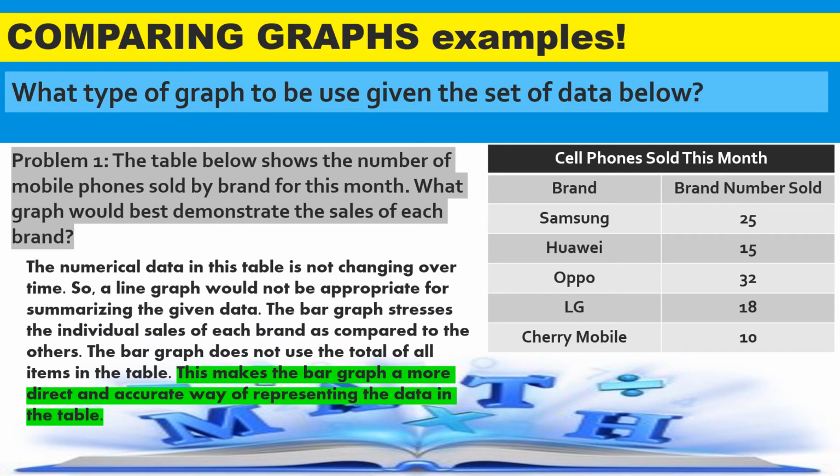So what type of graph is best for this set of data? We have here the bar graph. Why? The numerical data in this table is not changing over time, so a line graph would not be appropriate for summarizing the given data. The bar graph stresses the individual sales of each brand as compared to the others. The bar graph does not use the total of all items in the table. So this makes the bar graph a more direct and accurate way of representing the data in the said table. So for problem number 1, bar graph is the answer. Next problem.